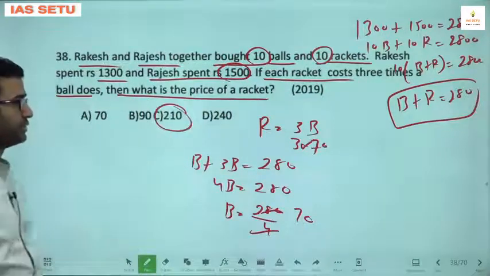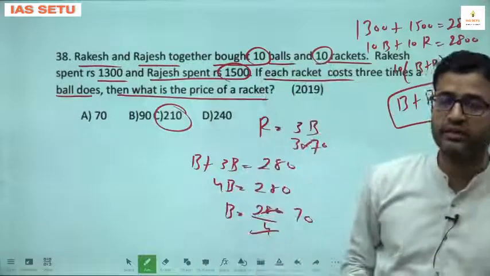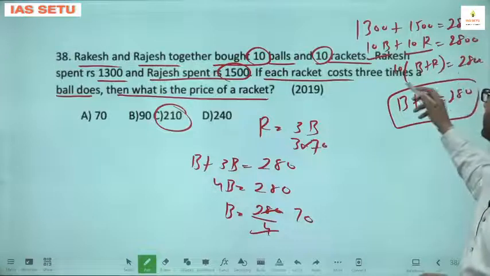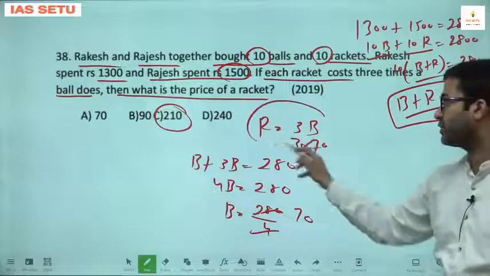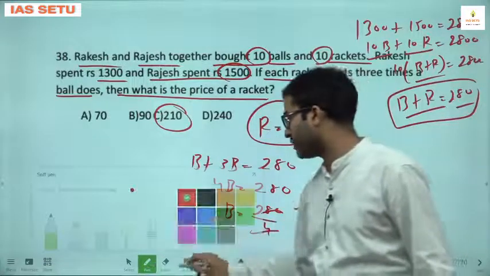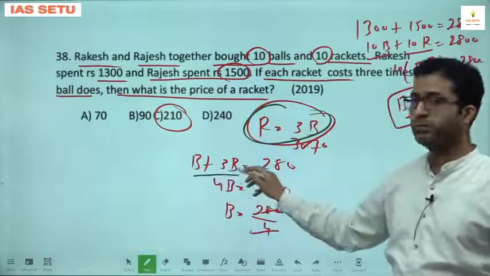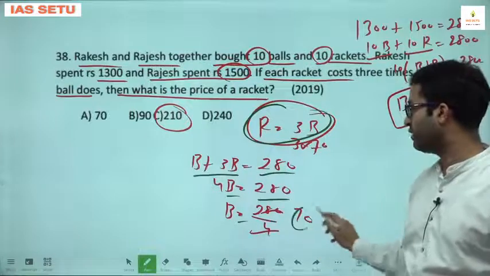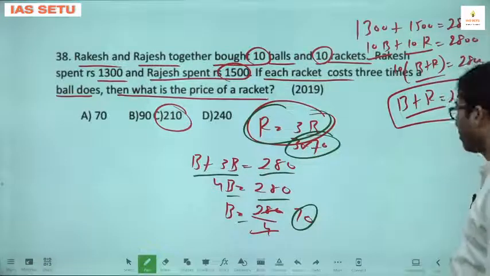So the price of the racket is 210. Answer C. I repeat: first, the total amount with them is 1300 plus 1500, 2800. In that they got 10 balls, 10 rackets. So 1 ball, 1 racket, 280. Here 1 racket is equal to 3 balls. The price of the racket is thrice the ball. So ball plus 3 balls, because ball plus racket, racket has been replaced by 3 balls: 280, 4 balls 280, 1 ball 70. So 1 racket will be 3 into 70, 210.